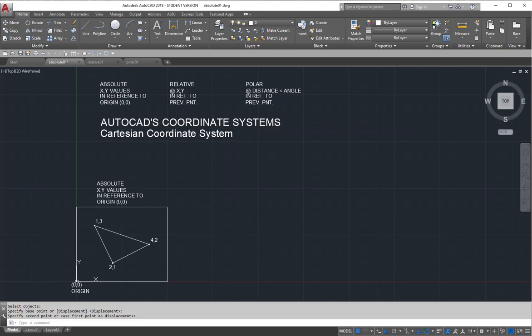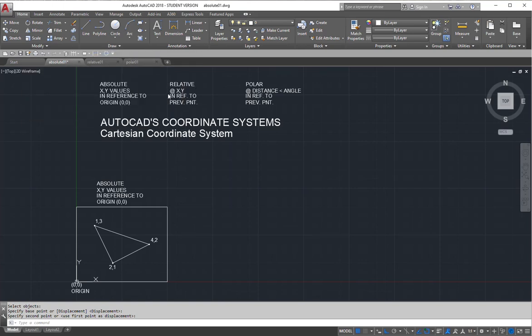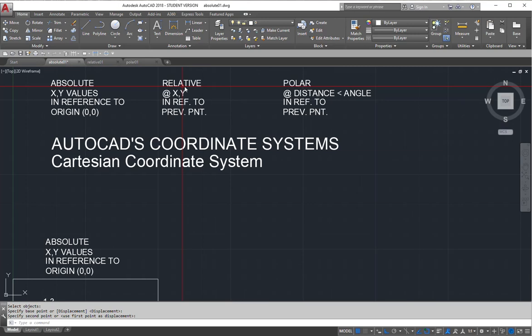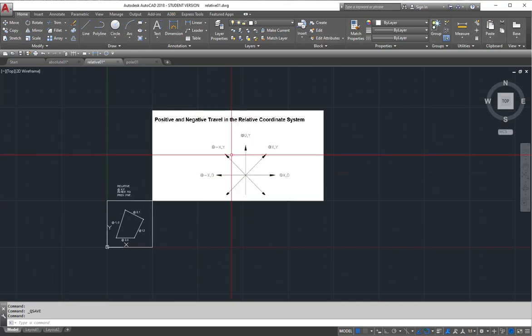Okay, let us continue. So in the first video, we looked at the definition of our AutoCAD coordinate system, the Cartesian coordinate system. We looked at absolute. We saw how we're going to input our information for the absolute method in XY value. So now we're going to move to the second one, which is the relative, and this one shows the at x comma y. So let's move to our relative right here.